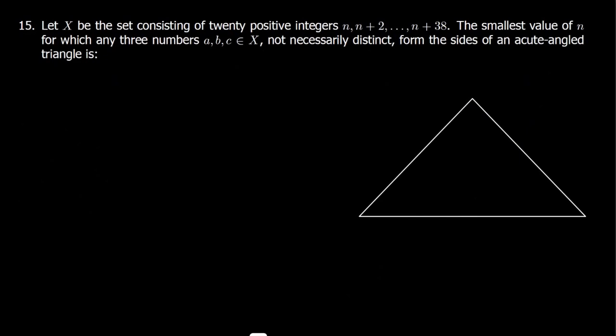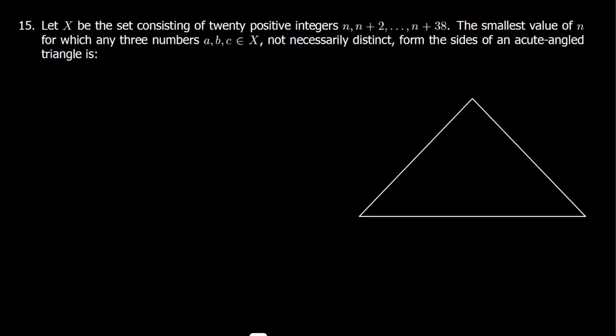Alright, next question, question 15. We have a set: let X be the set containing 20 positive integers. The smallest value of n for which any three numbers a, b, c belonging to X, not necessarily distinct, form the sides of an acute angle triangle.